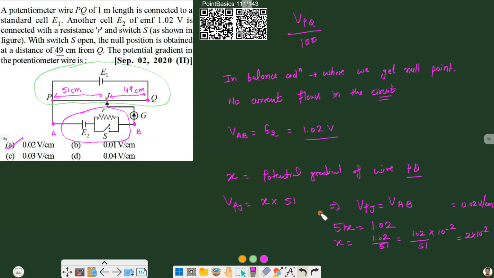Now using this value, we can also calculate the value of E1, and the value of E1 will be equal to the potential between P and Q points, which is equal to potential gradient into total length, and the total length is 100 centimeter. So we can say it is 2 into 10 raised to the power minus 2 into 100, and that is equal to 2 volts. So E1 is equal to 2 volts, and E2 is already mentioned in the question.